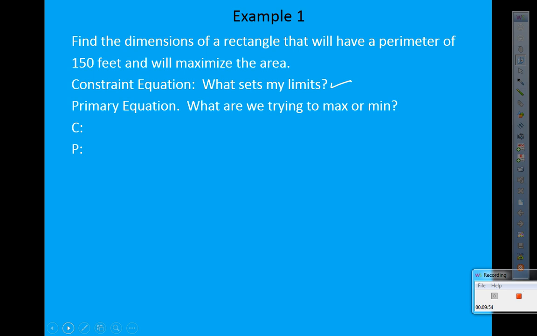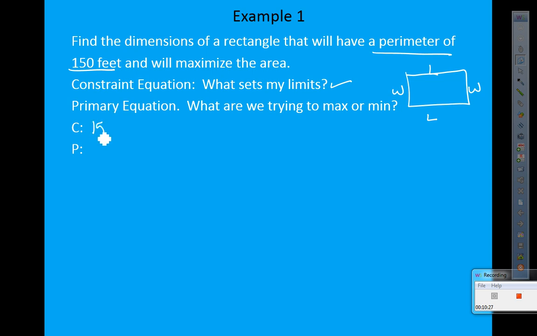Well, in this case, check out what you have. I know my figure is going to have a perimeter of 150 feet. I also know that I'm working with a rectangle. So my rectangle's got a length and a width. The 150 goes with the perimeter. So here's my constraint equation.